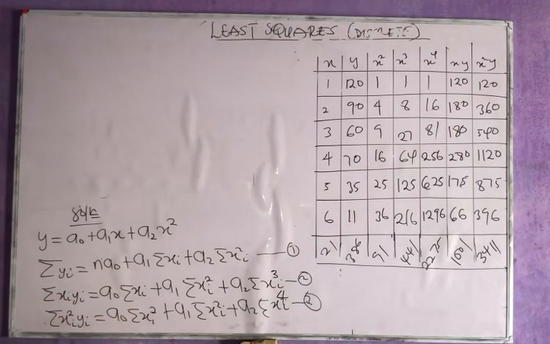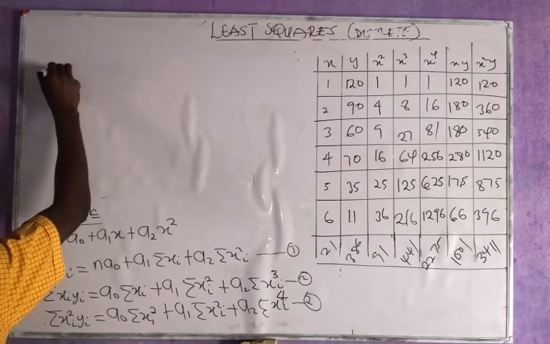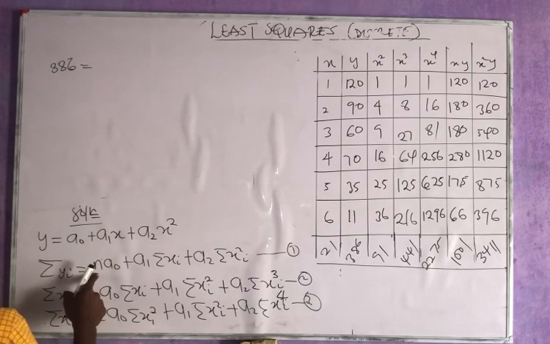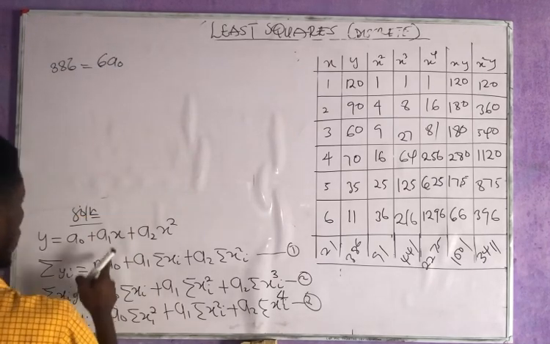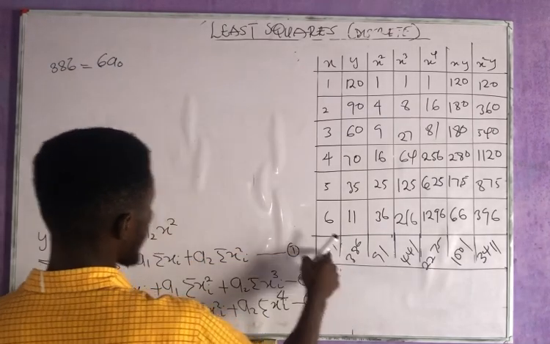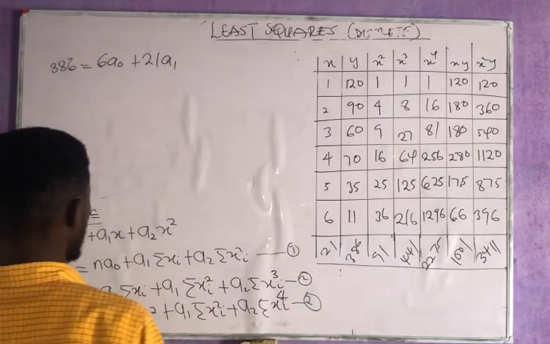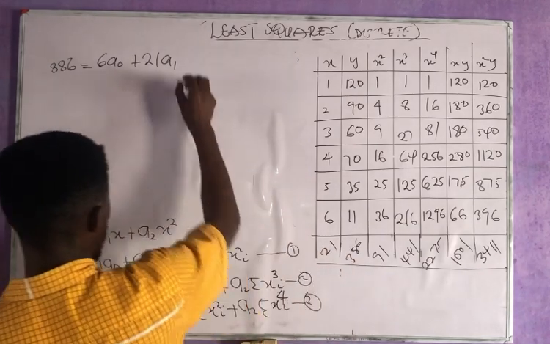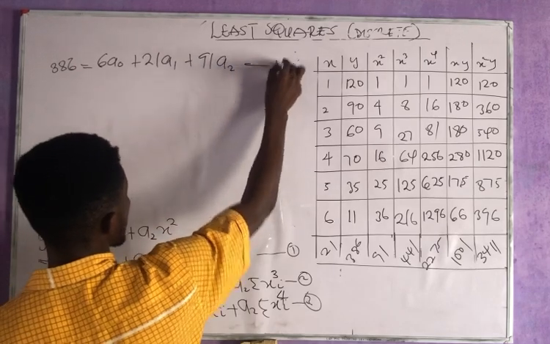So if you look at this one, the first one, summation y, 386, so I have 386 equals, n is the number of terms, there are 6, so 6 a naught, summation x, you have 21 a1, and a2, that is summation x squared, we have 91, so plus 91 a2, so equation 1.